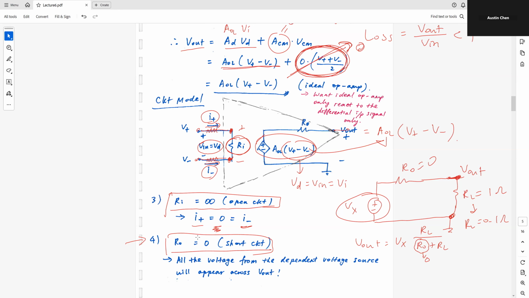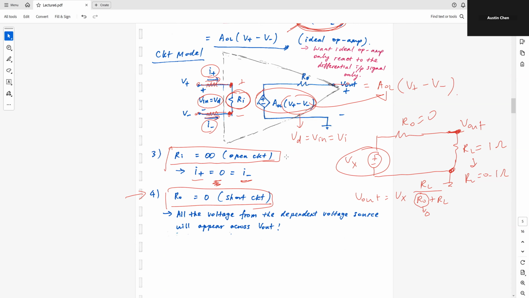All right, so the last one is RO. In the ideal case, RO should be very, very small, all the way to 0, so that I can make sure all this voltage will show up across the V out. Okay, so those are the four properties for an ideal op-amp.